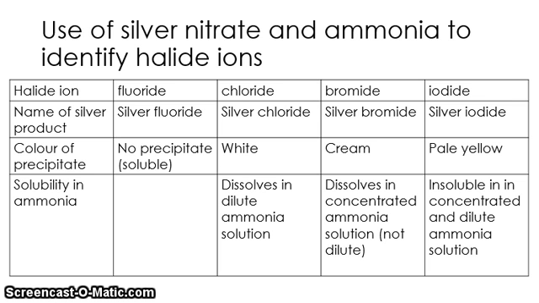So the ammonia just helps you make that definitive call that yes, it's chloride because it's white and it's dissolved in dilute ammonia, or we're not sure if it's white or cream, but it doesn't dissolve in dilute, it dissolves in concentrated ammonia, therefore that would mean it would be the bromide.